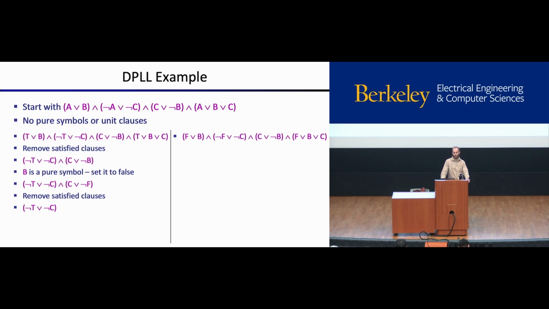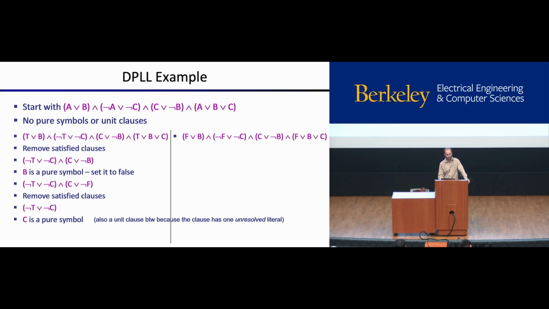That second one was satisfied because not false is true, so that satisfies the disjunction. So now we just have one left. C is a pure symbol. It's also a unit clause because the clause has one unresolved literal, but the way the algorithm's written down, we check for pure symbols first.